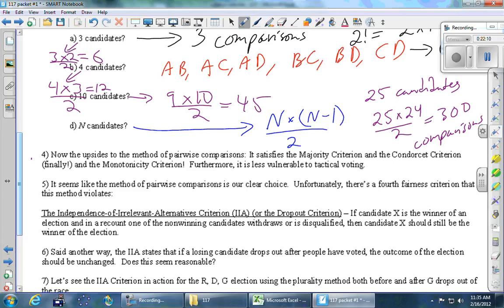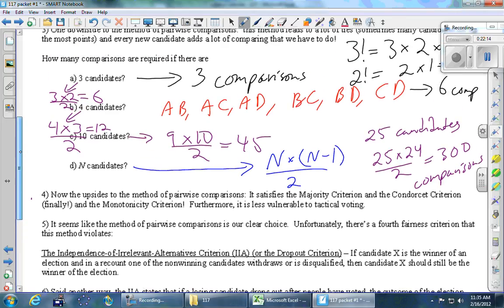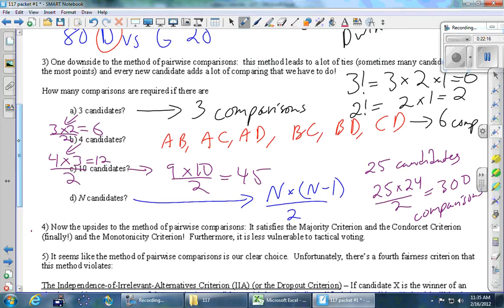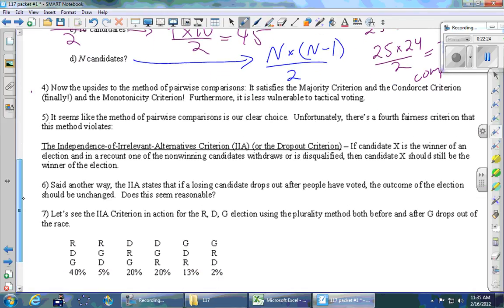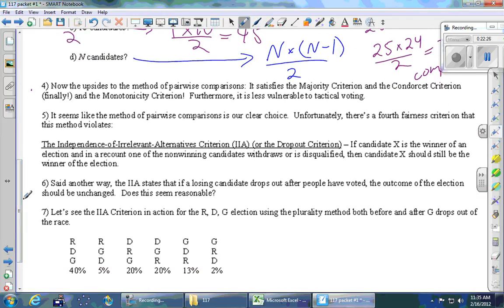Ashley says, well, all right, computers are much better at this kind of thing than we are. But as Maggie read, this is one of the downsides to this method, that there are a lot of comparisons if you have a bunch of candidates. Okay. Upsides. Number four.